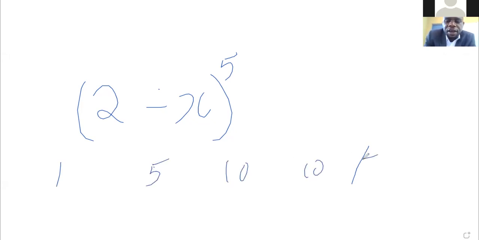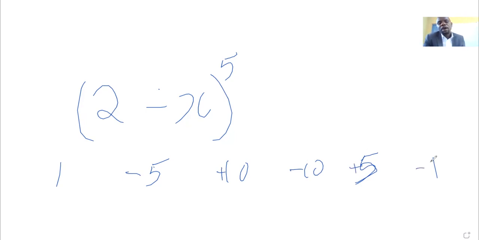10, 5, 1. Now, if you have a negative sign, that implies that the terms will alternate: this will be positive, this will be negative, and this will be positive, this will be negative, and this will also be positive, and the last will be negative.